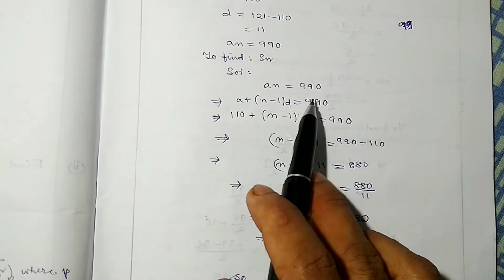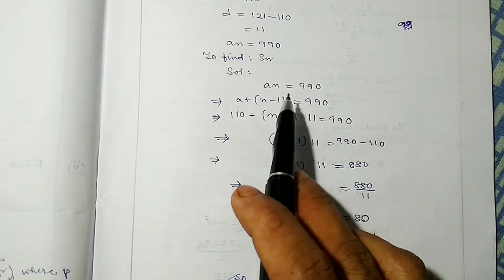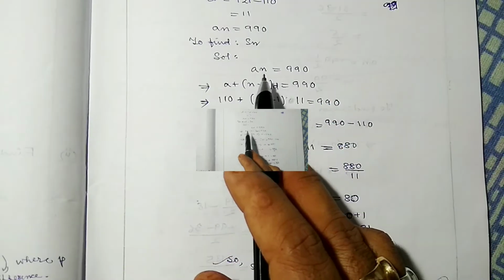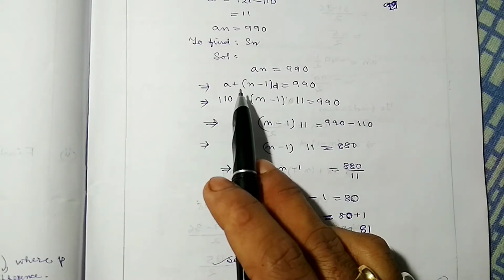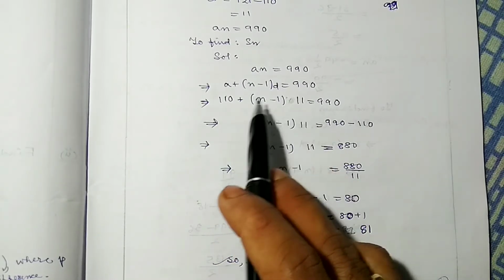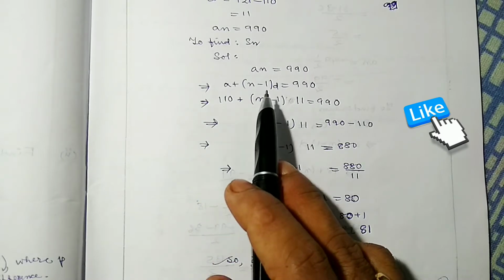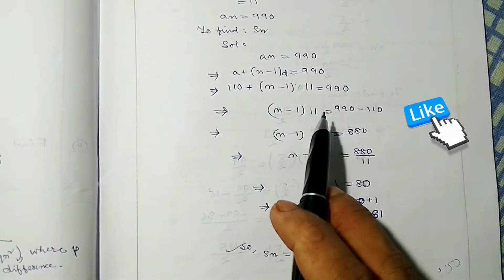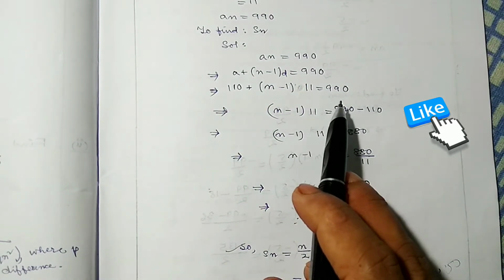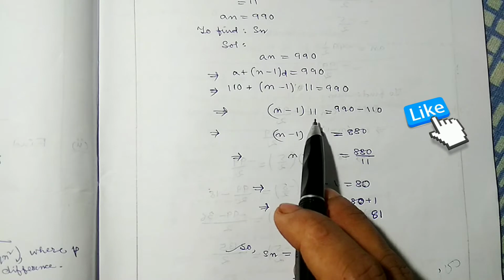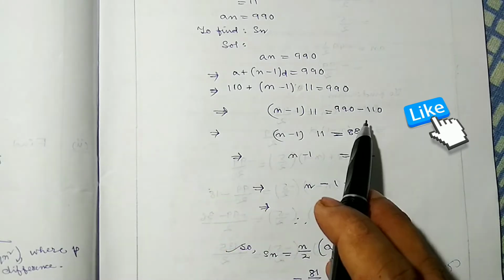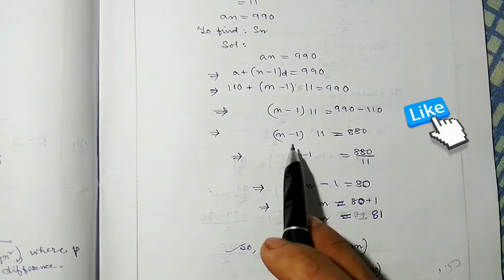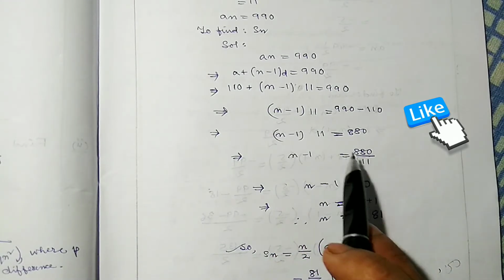So we have to use the sum formula, but before that we must know what is n. Since n, how many terms are there, is not known. Here last term is 990. So a plus n minus 1 into d, 990. A is 110 plus n minus 1 into d. D is how much? D is 11. So we have written 11 equals to 990. N minus 1 into 11, it will be 990 minus 110. N minus 1 into 11. This minus this, 880, n minus 1, 880 divided by 11.